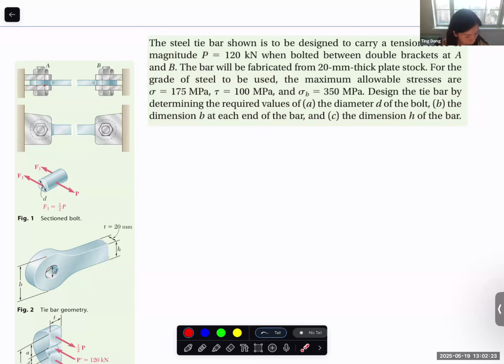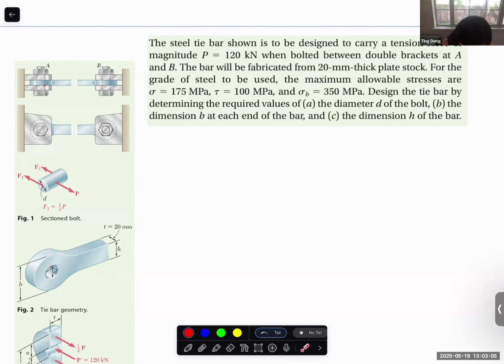So let's do them one by one. For determining the diameter D of the bolt, what kind of stress do we need to consider? Dimension D is here. It's the diameter of the fastener. What other stress should we consider for calculating diameter D? Anyone? Bearing stress? Yes, bearing stress.